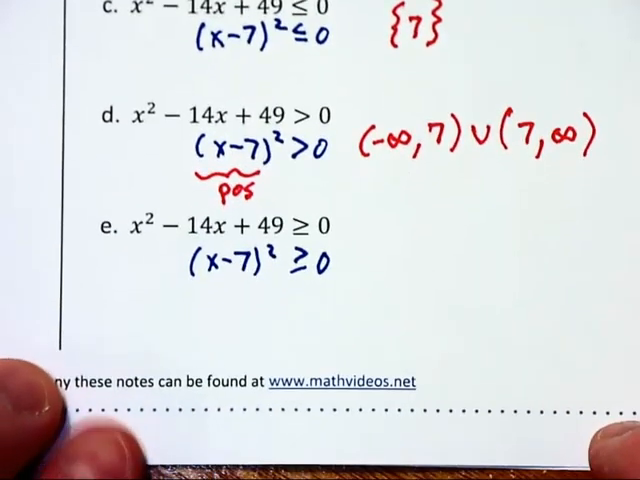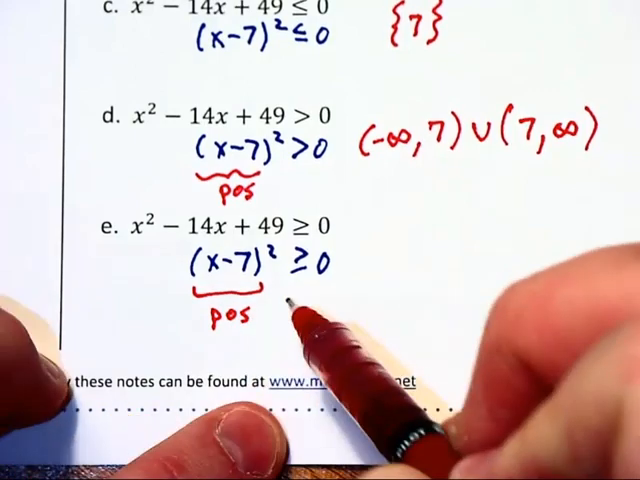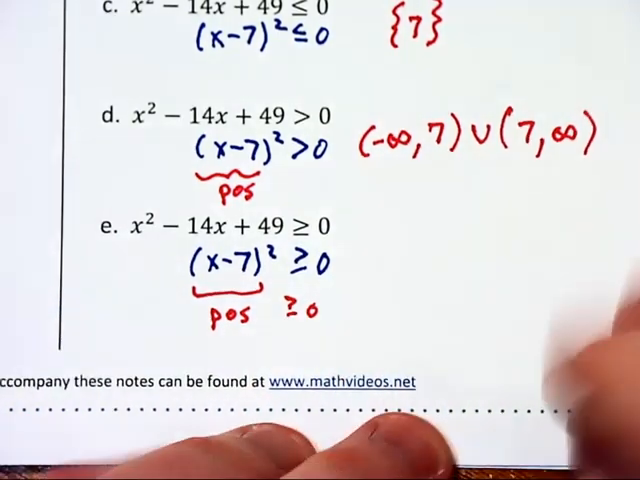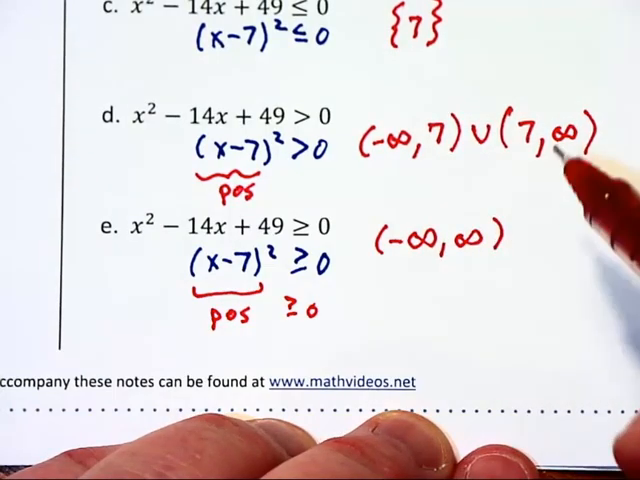Now, finally, in this last case, all of these values are positive, which is greater than or equal to 0, so we will have all real numbers as our solution set for part E.